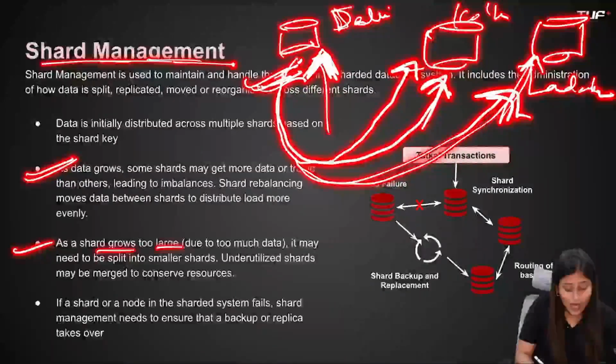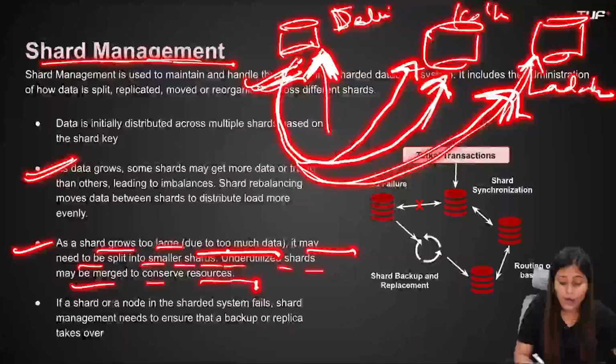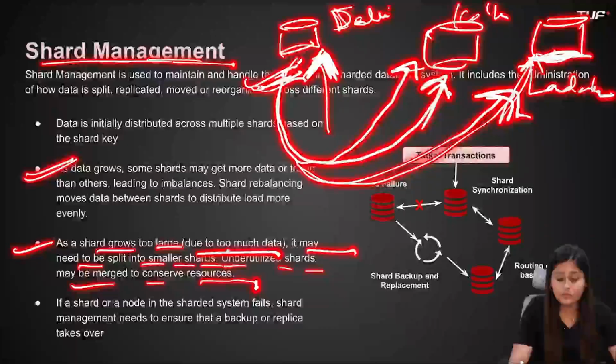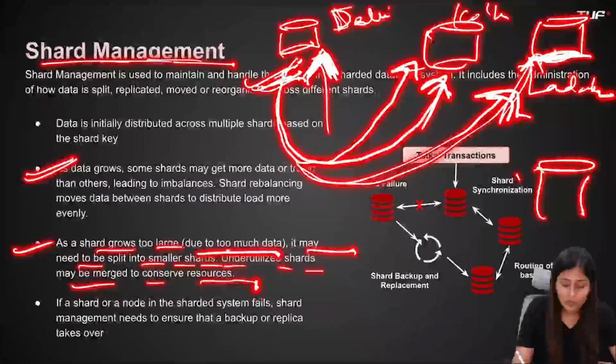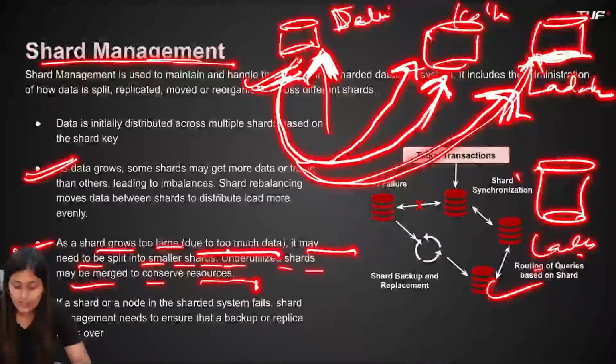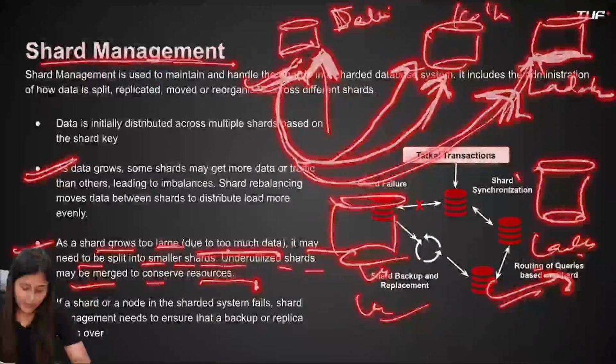If a shard grows too large due to too much data, it may need to be split into smaller shards. Underutilized shards may be merged to conserve resources. That's the same point. If Ladakh has very few or zero bookings, then this shard can be divided into two shards. Ladakh will also be holding some of the Delhi data, and Delhi will also be holding Delhi data, right? That's what it says.